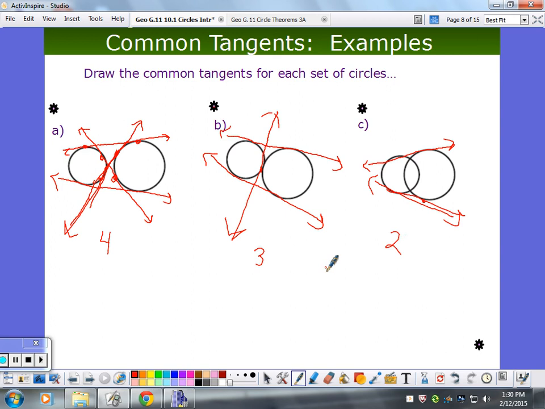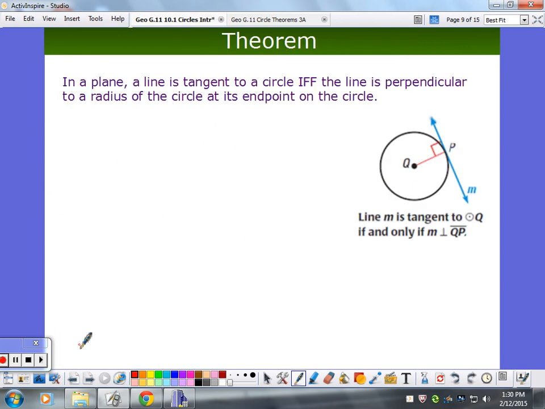What if it was something that looked like this? You just get one, right? I think that's the only one, because it only meets in one place. So there could be other configurations, but the idea with the common tangent is trying to figure out how you can draw them. So there we go. That's an example of that.